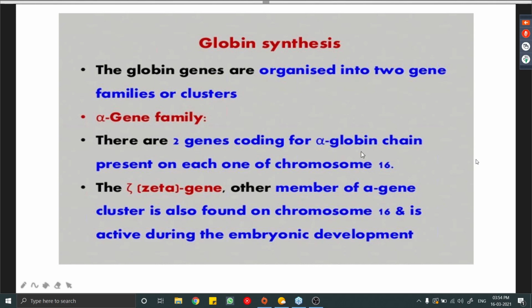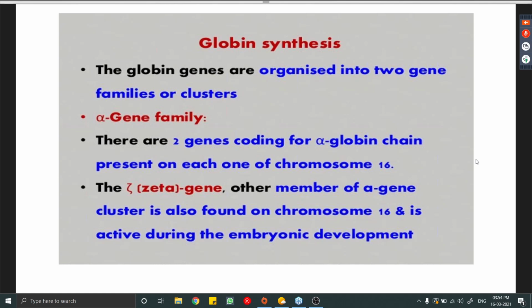There are two genes coding for the alpha globin chain present on each one of the chromosome 16. So there is one pair of chromosome 16, one from maternal and one from paternal. On each chromosome, there are two globin genes. Then the zeta gene is also another member of the alpha gene cluster, again found on chromosome 16.